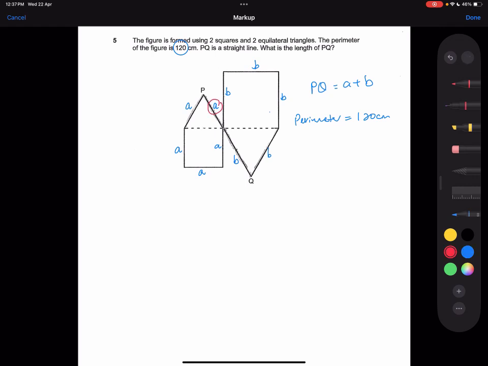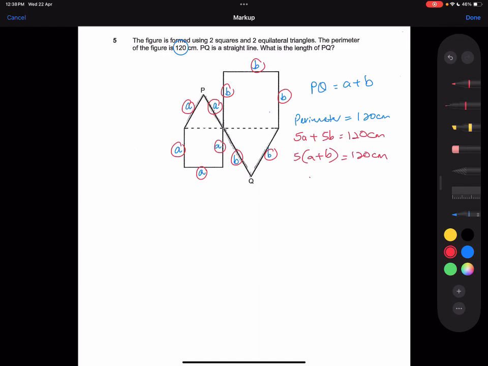We have 1, 2, 3, 4, 5 A's. Okay, 5A plus 1, 2, 3, 4, 5 B's. 5A plus 5B equals to 120 centimeter. This is the same as having 5 sets of A plus B.